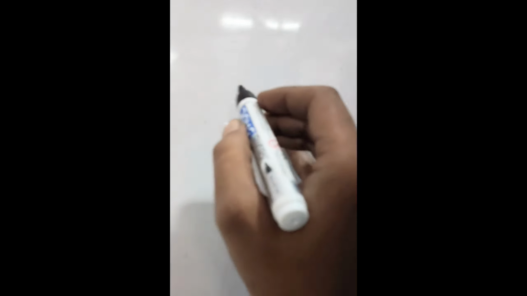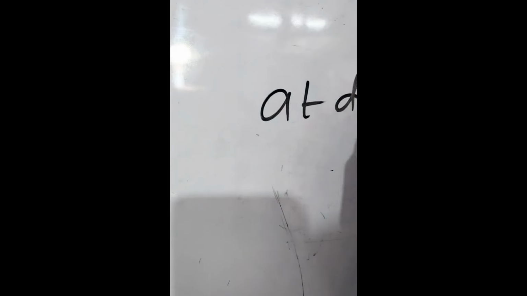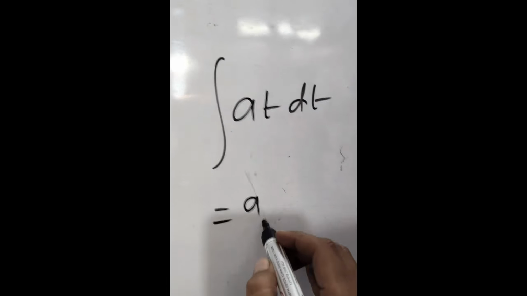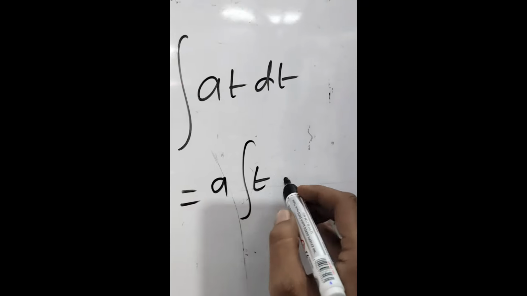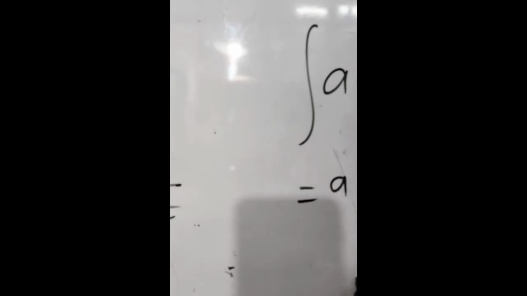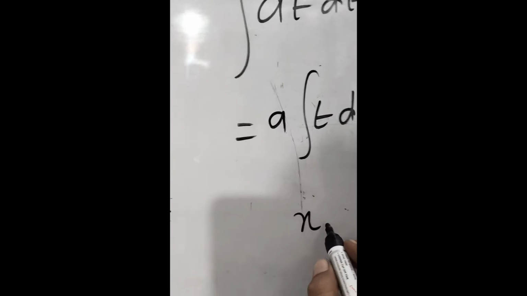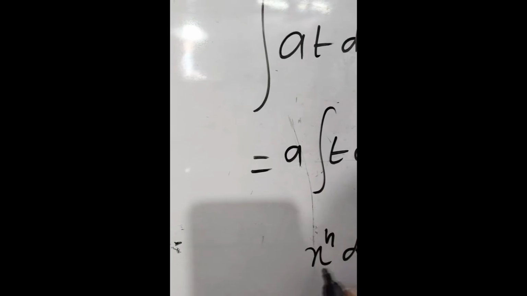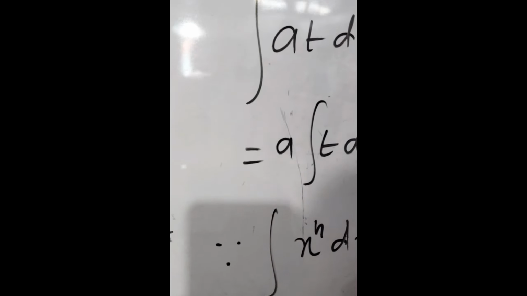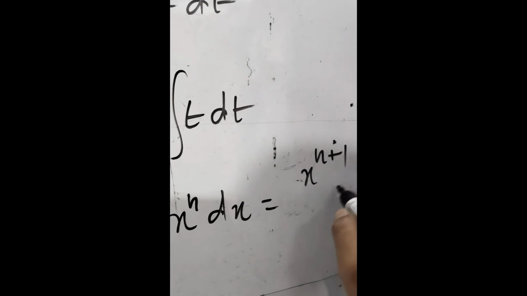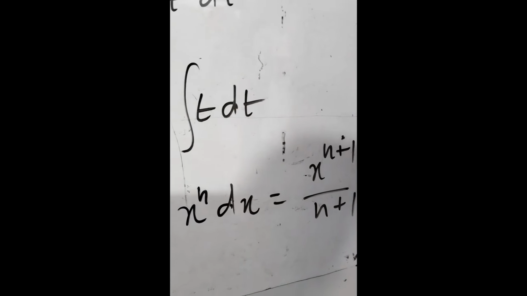See, at dt. This is the case. So a is a constant, t dt, and there is a formula if you have to integrate x whose power is n, x to the n dx. This is the formula. Then you would get x to the n plus 1 upon n plus 1.